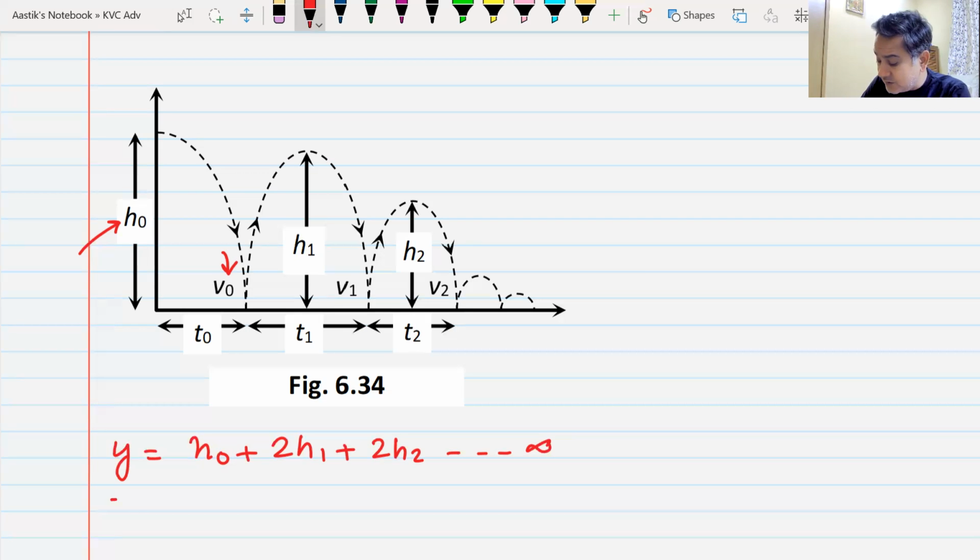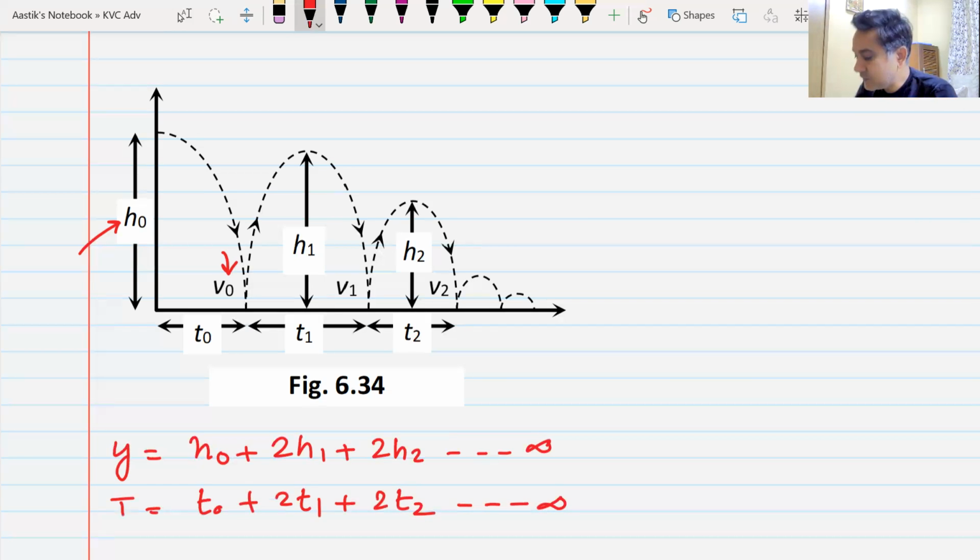Similarly, if they ask you the total time it takes, it will be equal to the first time t naught to fall plus 2 times t1 plus 2 times t2 up till infinity. Do we understand this? Yes, sir. You can formulate a formula for this.